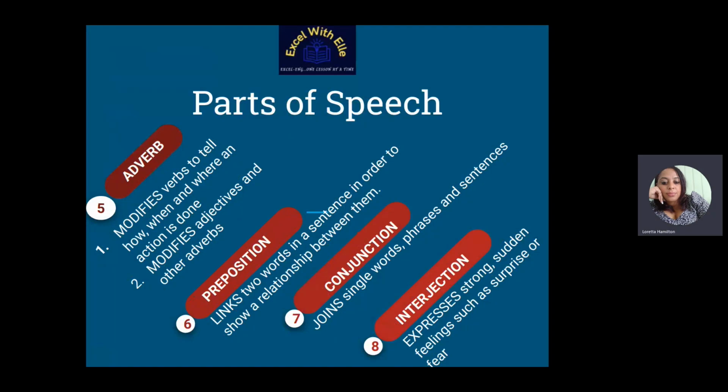We're moving along now to our conjunctions. Now, conjunctions function to join. So the function of a conjunction is that it joins. It can join single words, phrases, and also sentences. And then finally, number 8, we have the interjection. And an interjection, its function is to express strong, sudden feelings, such as surprise or fear.